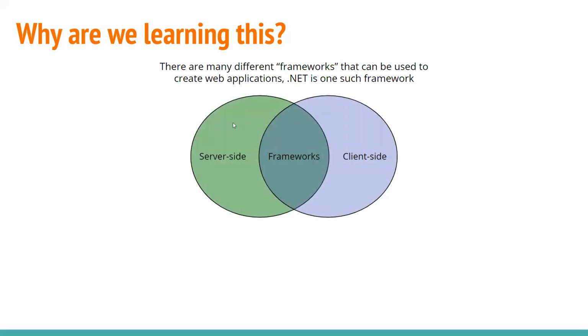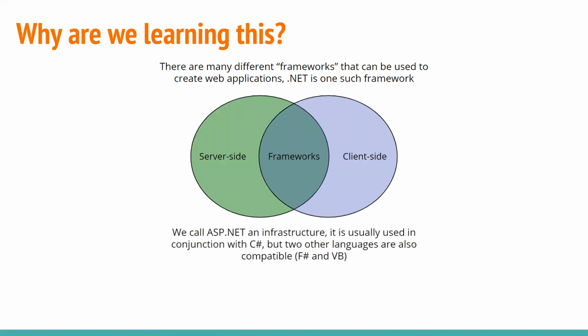Cool. So where does a framework fit into the equation? I like this Venn diagram. It seems to explain it quite well. It's the thing that sits between the clients and the server. It's like the interface between them. It's how they are able to communicate and exchange information. So ASP.NET is an infrastructure. We'll discuss the components of ASP.NET on the next slide. .NET is called the framework.